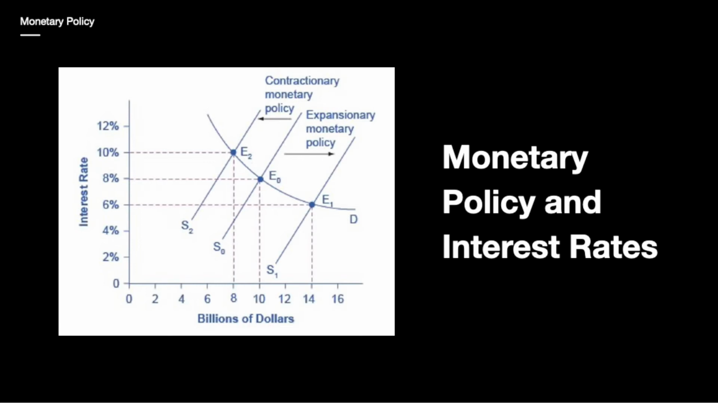Monetary policy and interest rates. The original equilibrium occurs at E0. An expansionary monetary policy will shift the supply of loanable funds to the right from the original supply curve S0 to the new supply curve S1, and to a new equilibrium, reducing the interest rate from 8% to 6%. A contractionary monetary policy will shift the supply of loanable funds to the left from the original supply curve S0 to the new supply curve S2 and raise the interest rate from 8% to 10%.